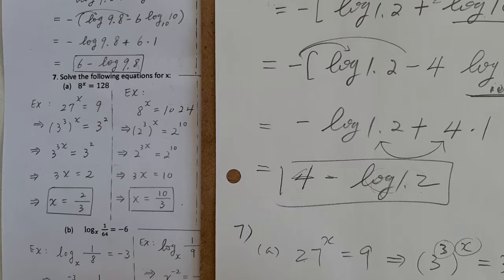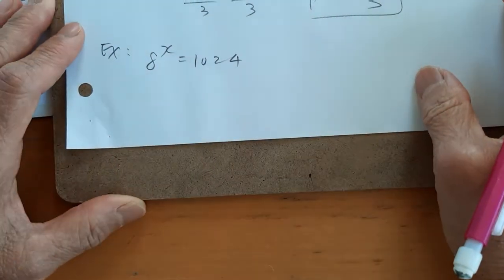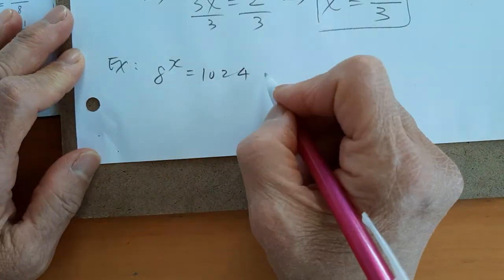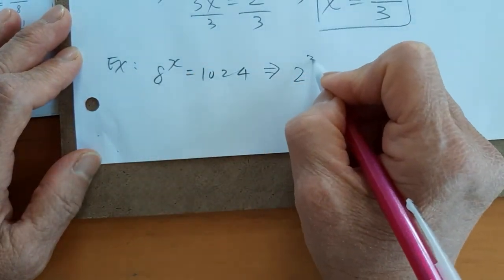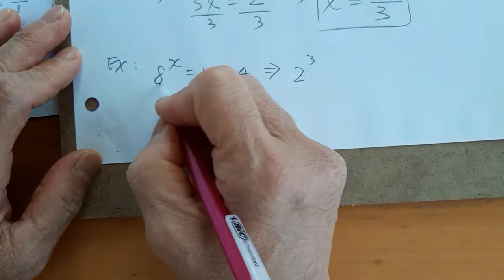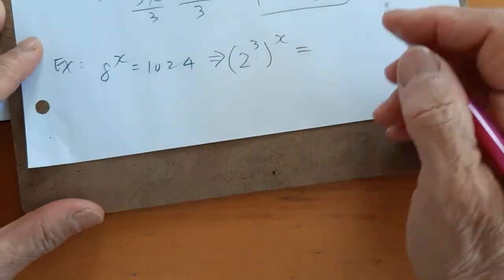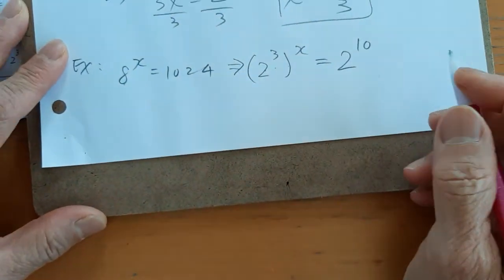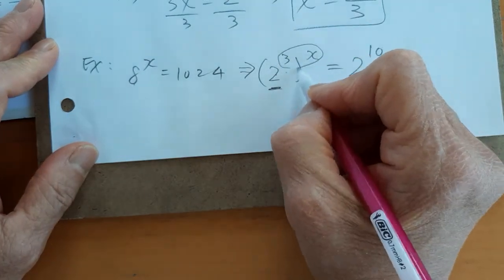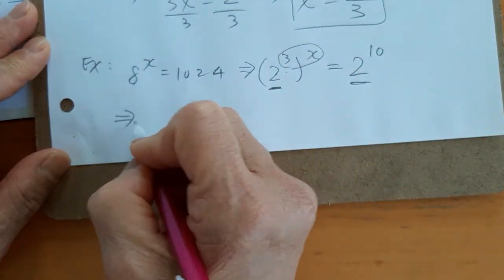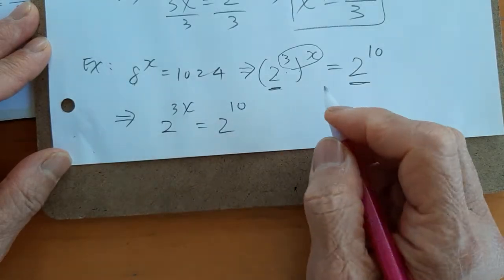This example: 8 to the power x equals 1024. So 8 is 2 cubed, 2 times 2 times 2 is 8, to the power x equals 1024, which is 2 to the power 10. You change to the same base, then use the power rule, 3 times x. So you get 2 to the power 3x equals 2 to the power 10.